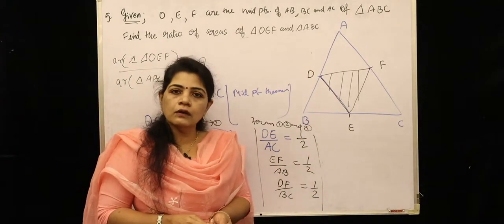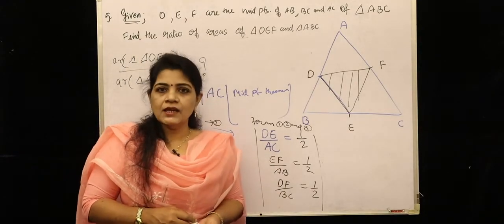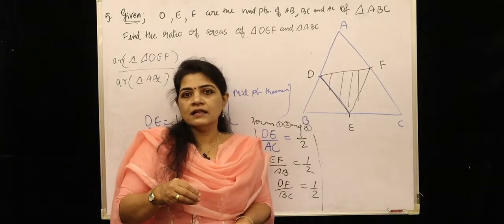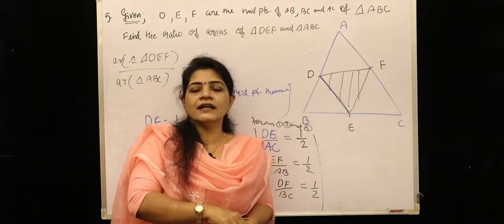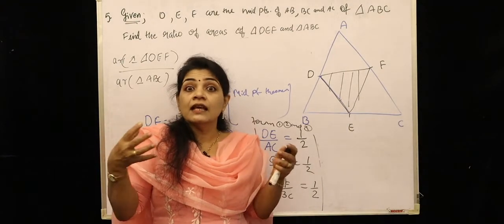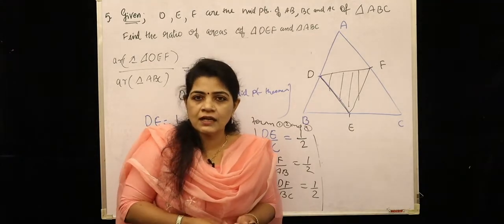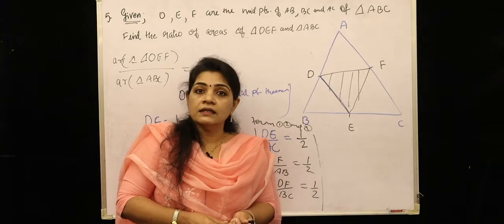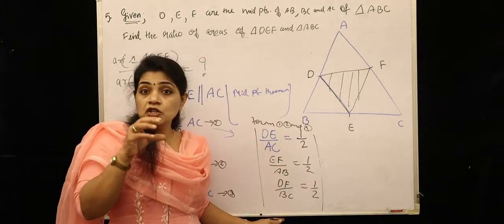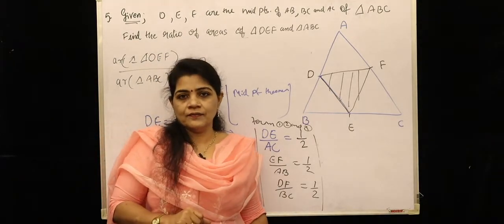Children, in triangle DEF and triangle ABC, we have seen that the ratio between their corresponding sides, that is the 3 sides of one triangle DEF and the 3 sides of the other triangle ABC, are in the same ratio. That means these two triangles are similar under the SSS criterion.